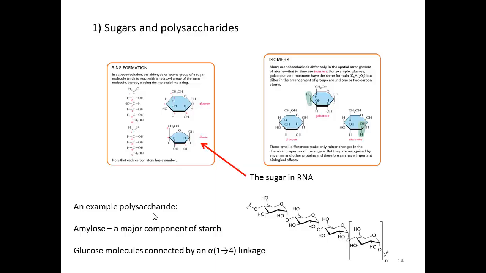We also discussed four major types of biopolymers. The first are sugars, which can combine into polysaccharides, which among other things are efficient energy stores inside the body. Sugars are comprised of carbon, hydrogen, and oxygen, often in the ratio of C1H2O1. And here we see two examples.